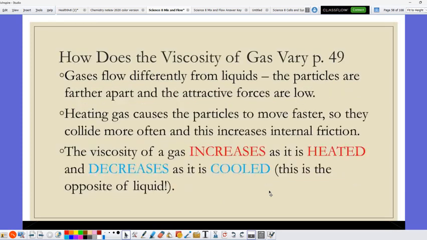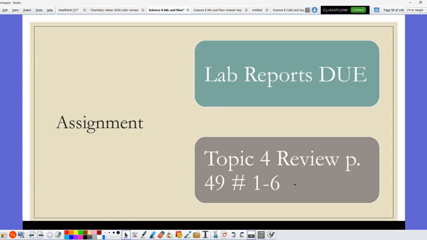How does the viscosity of a gas vary? Gases flow differently from liquids. Particles are further apart and the attractive forces are low. So if you heat a gas, you get the opposite effect. It causes the particles to move fast, so they collide more often, and that means there's more internal friction. So the viscosity of a gas increases while it's heated, and it decreases when it's cooled. That's the opposite of a liquid. It's a little counterintuitive, so make sure you pay a little bit of attention to that.